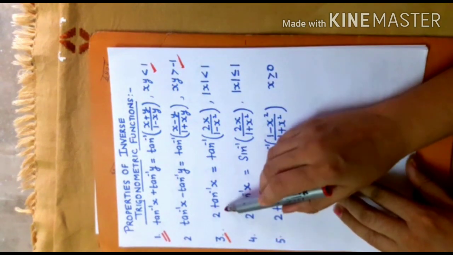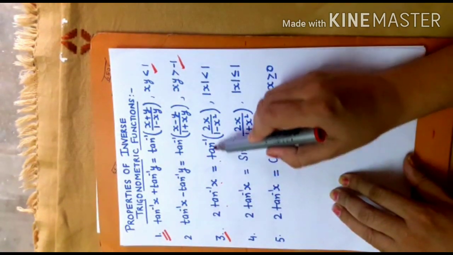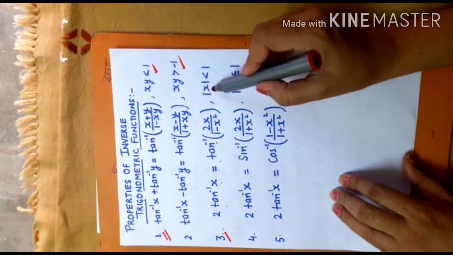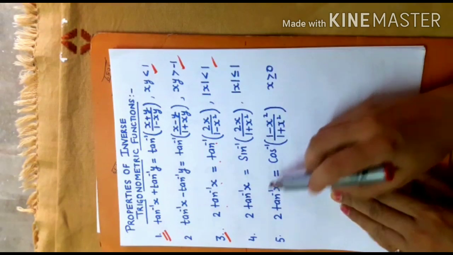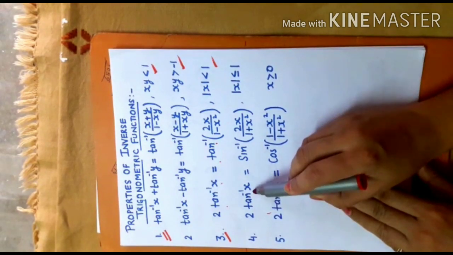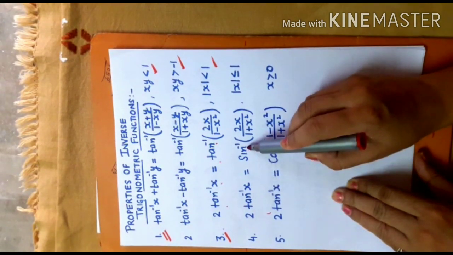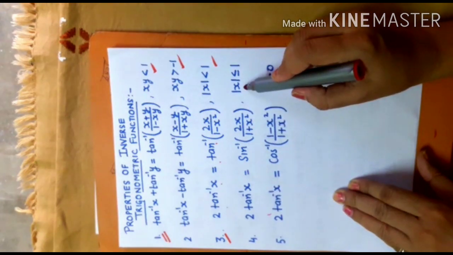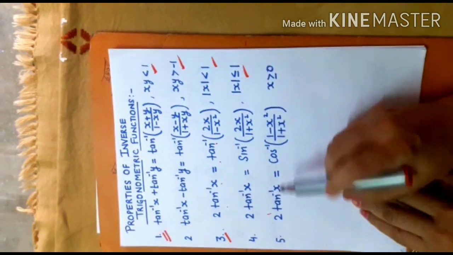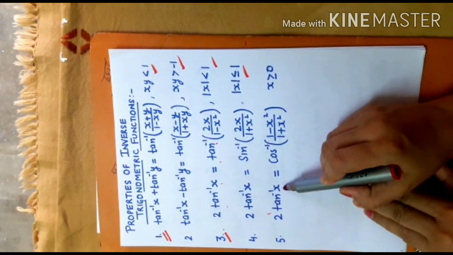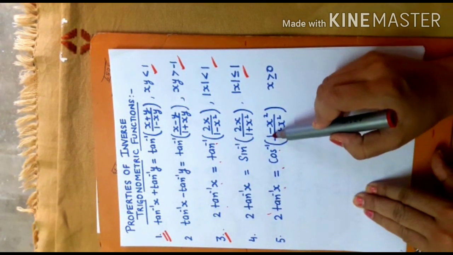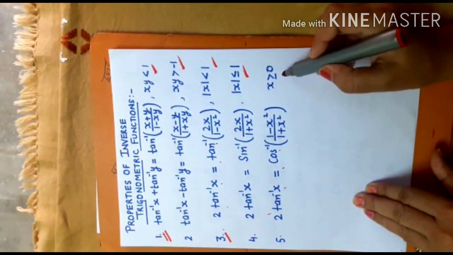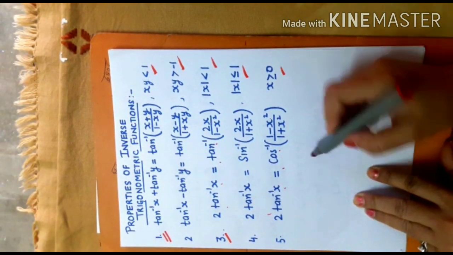Then third is 2 tan inverse x is equal to tan inverse of 2x over (1 minus x square) when the absolute value of x is less than 1. Also 2 tan inverse x is equal to sine inverse of 2x over (1 plus x square) when the absolute value of x is less than or equal to 1. And 2 tan inverse x is equal to cos inverse of (1 minus x square) over (1 plus x square) when x is greater than or equal to 0.